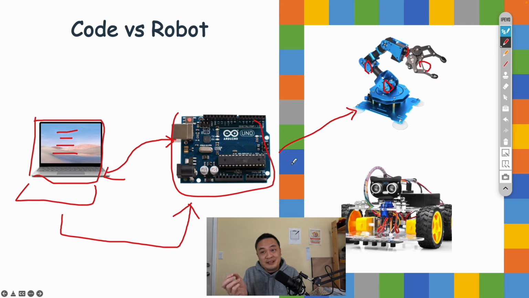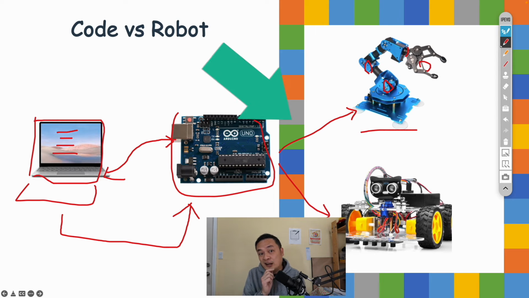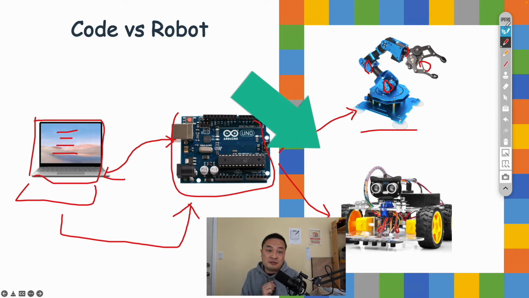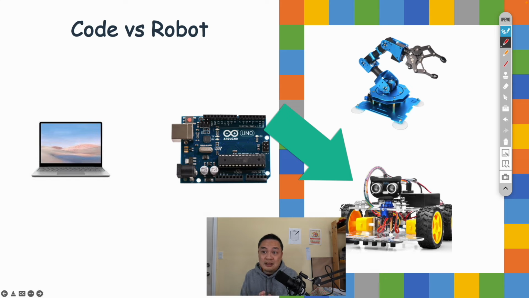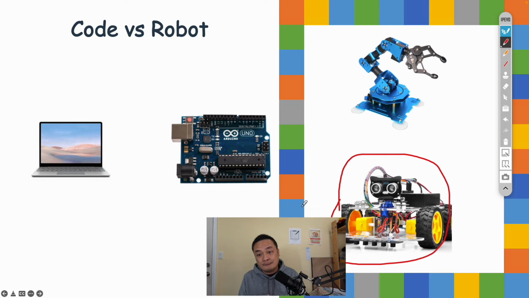That sounds fun, right? So in this class, we are not going to build a robotic arm, but we're going to build this robotic car. This is more sophisticated than the arm. So it has all kinds of sensors, ultrasonic, infrared, and all that, right? That is going to be pretty cool.